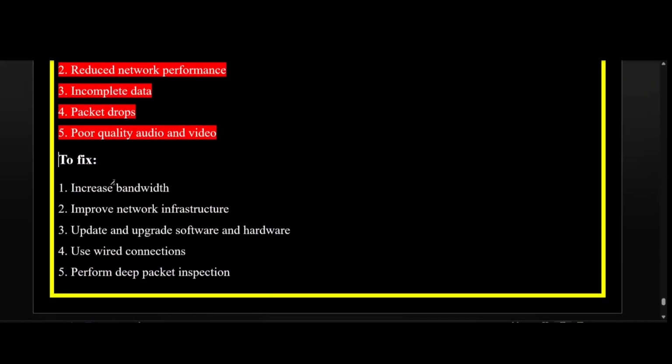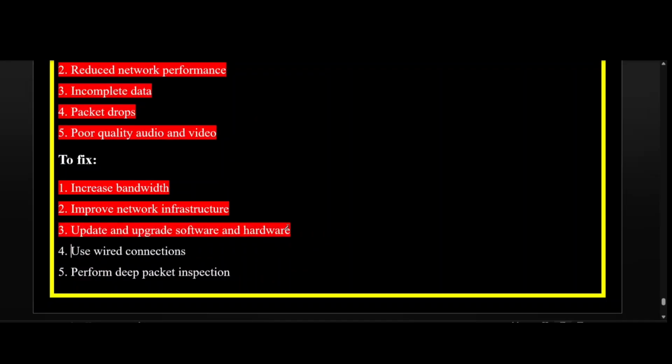So what are the actions to fix packet loss? Increase the bandwidth. Bandwidth plays a key role in packet loss, so we have to increase the bandwidth. Improve network infrastructure: upgrading or updating the infrastructure or the tech stack which we use in network communications. Update and upgrade software and hardware. We have to use up-to-date software and hardware. If the software or hardware is outdated, then we need to replace it with new ones.